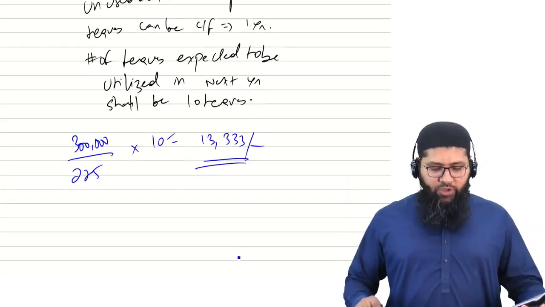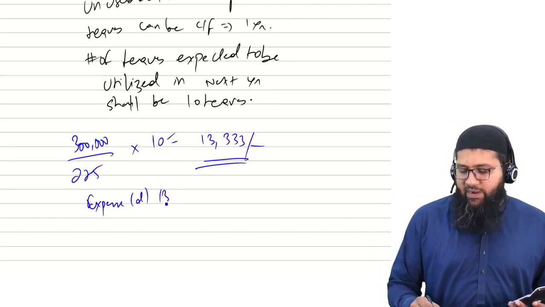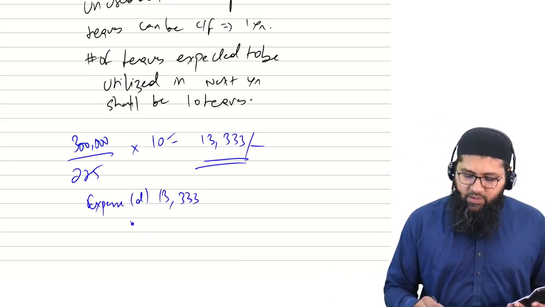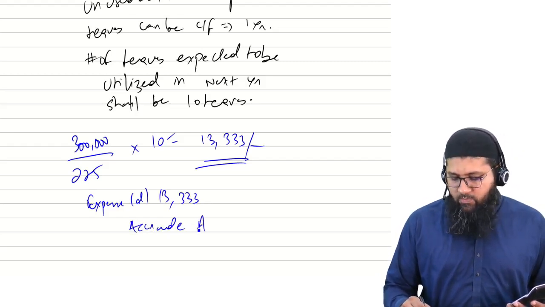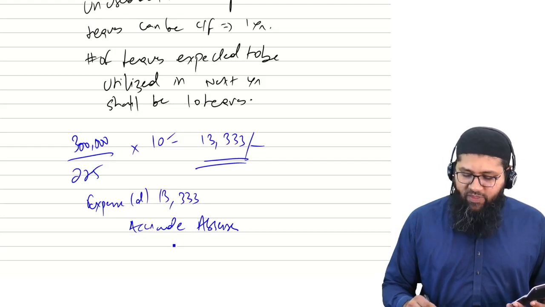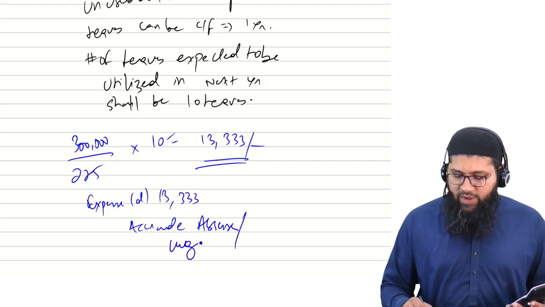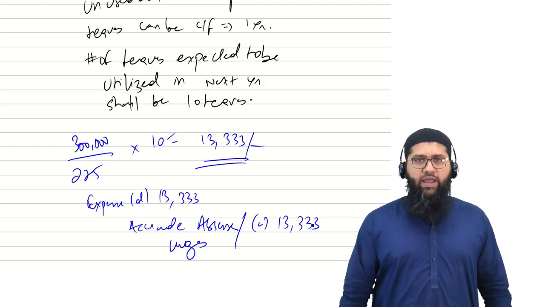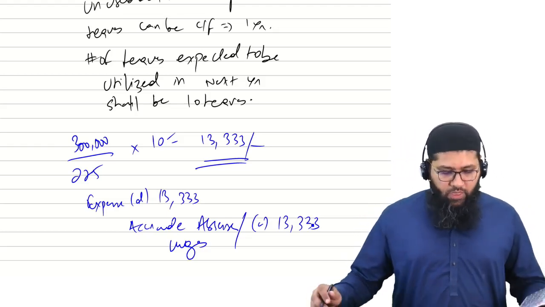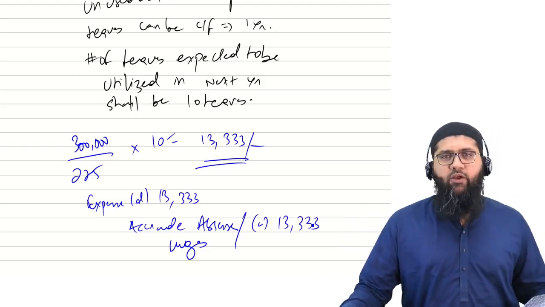So what are you going to do? You're going to say that expense is debited by 13,333, and accrued absences or accrued wages are going to be credited by 13,333. So the expenses are debited and the accrued wages are credited.